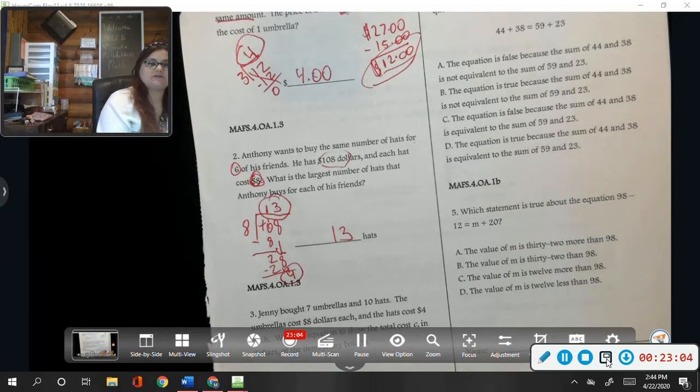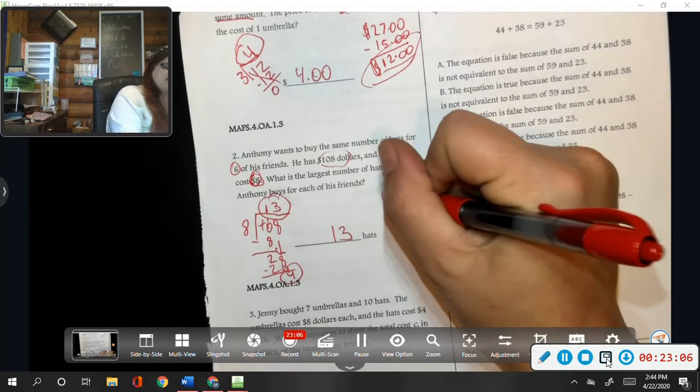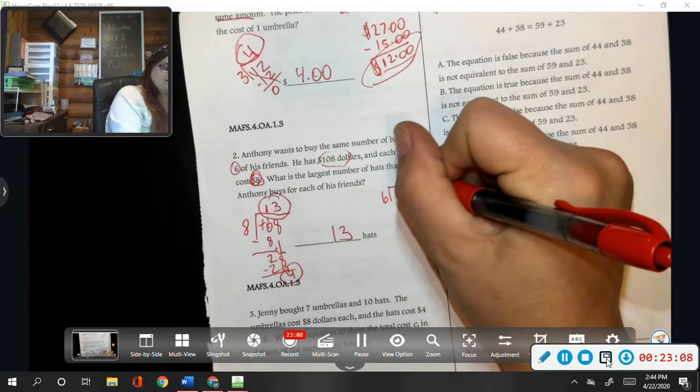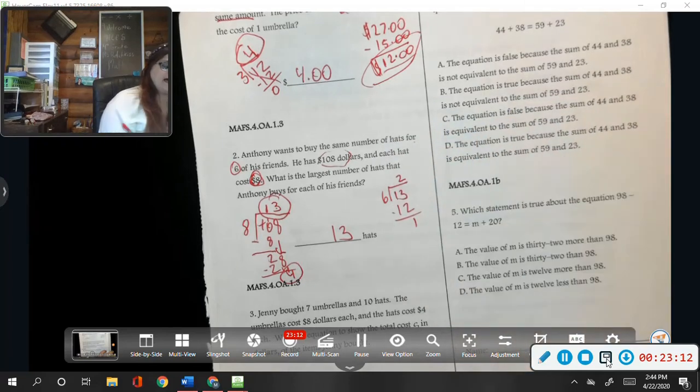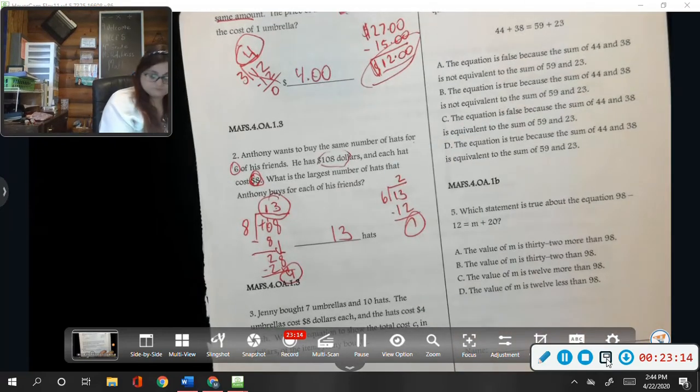Now, if we wanted to find out how many hats each of his friends are going to get, we would take that number again and divide it out. 6 goes into 13 twice. That's 12. And he would have 1 hat remaining. So each of his friends would at least get 2 hats.